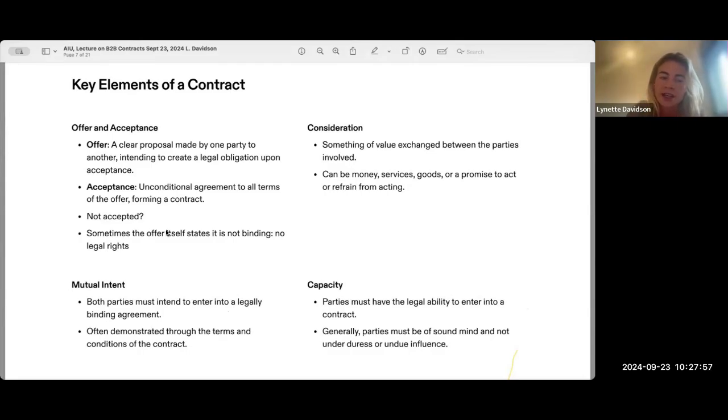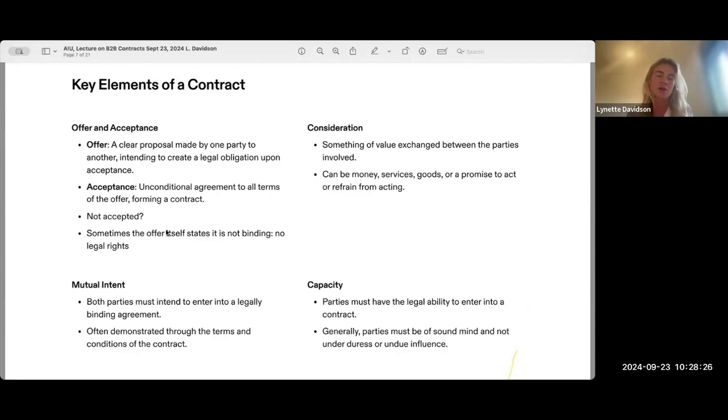So, mutual intent, what does that mean? It means that both parties must intend to enter into a legally binding agreement. For example, if we're going to have a lot of drinks tonight and discuss some items, and I tell you I will sell you my car, or my company will sell the car to you, maybe we're just joking. We do not have the intention to enter into a legally binding agreement. So it doesn't create legal rights you can pursue.